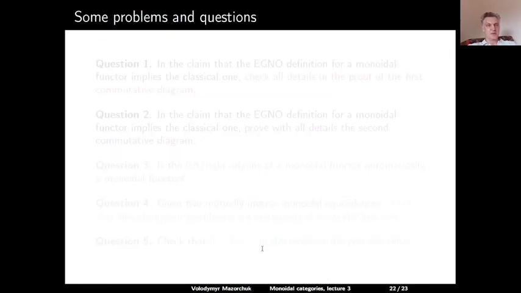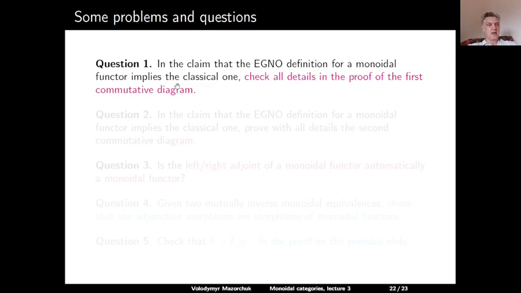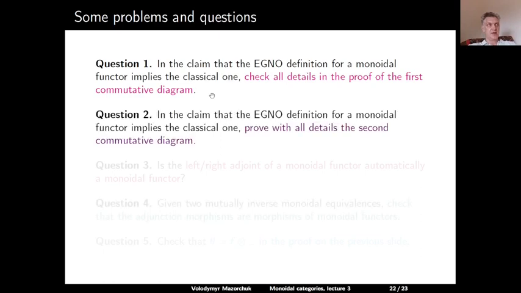Here are some other problems and exercises. Question 1. In the claim that the EGNO definition for a monoidal category implies the classical definition, check all details in the proof of the first commutative diagram. Question 2. In the claim that the EGNO definition for a monoidal functor implies the classical one, prove with all details the second commutative diagram.